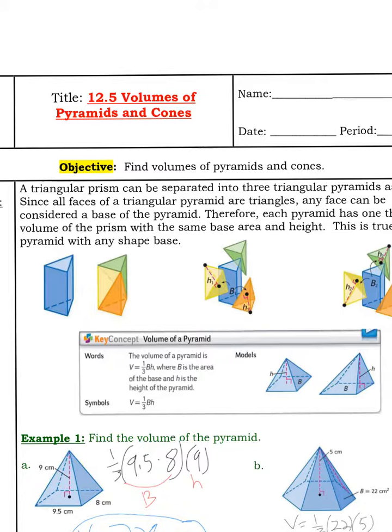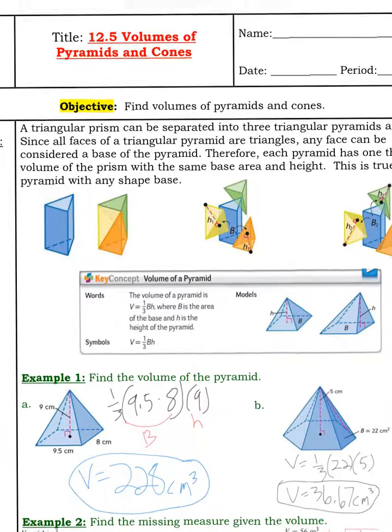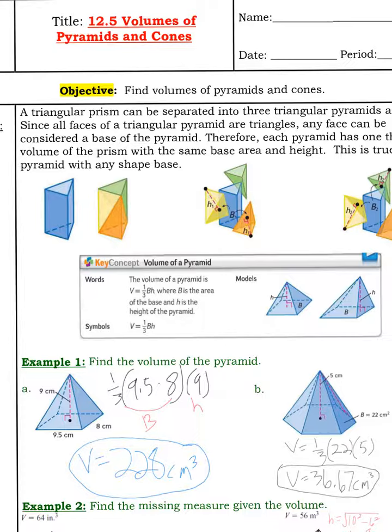Hey everybody, welcome back. I'm going over Chapter 12, Section 5, volumes of pyramids and cones in this video. To start off, let's talk about the volume of a pyramid formula. It's 1/3 times the area of the base times the height.